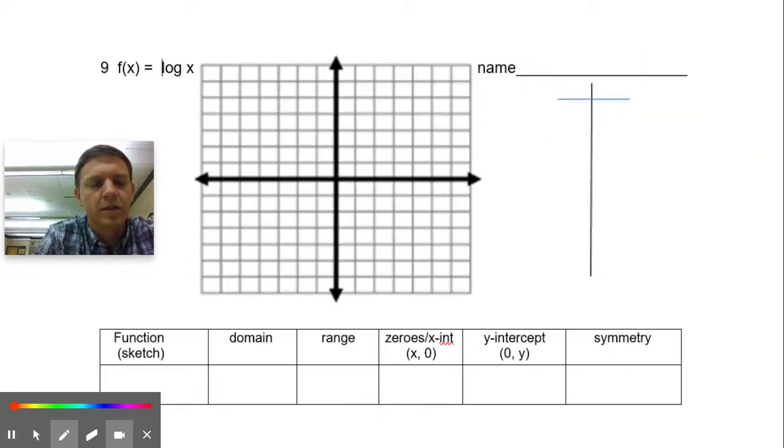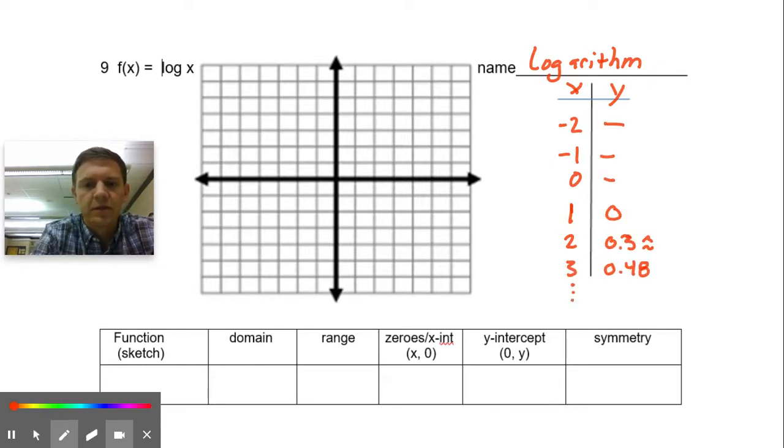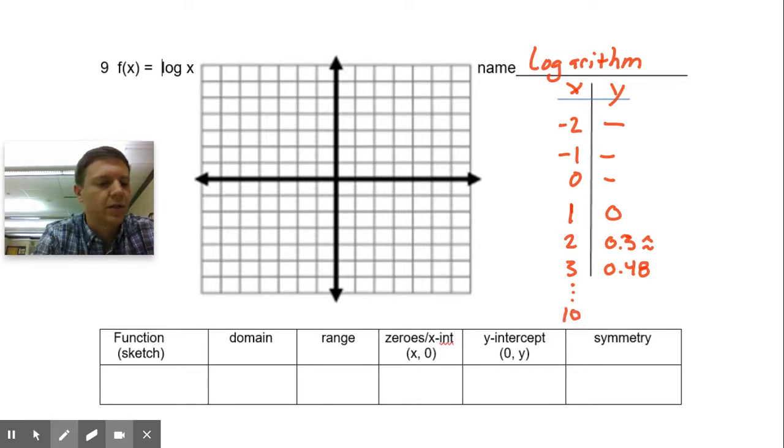And the last one, f of x equals log of x. Okay, it's a logarithm function. I'll plug in the following x's and get out the y's. You see that -2, -1, and 0, if you plug them into a logarithm, don't actually yield anything. Not until 1 do we get a number, and that's the point 1, 0. 2 is kind of a weird decimal. 3 is kind of a weird decimal. In fact, based on logarithms and the way they work, not until 10 do we get another integer, and that yields only 1.